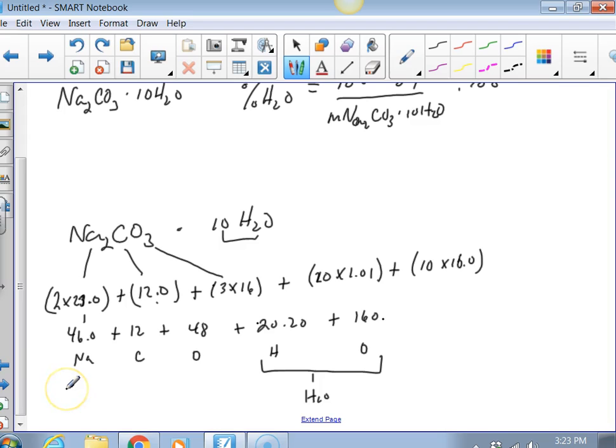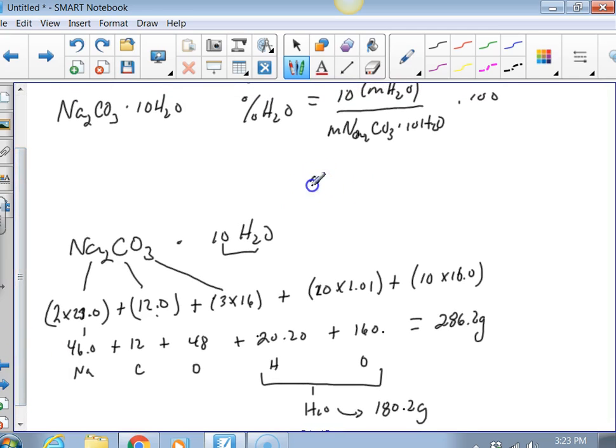Alright, so let's add the whole thing up. We've got 46 plus 12 plus 48 plus 20.2 plus 160. That gives a total of... No, it doesn't. It gives a total of 286.2 grams. And for water, we've got 160 plus 20.2, that's going to be 180.2 grams from water.